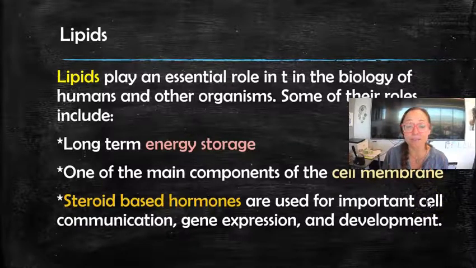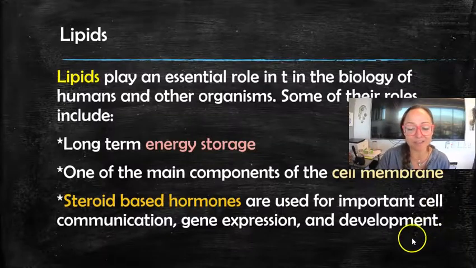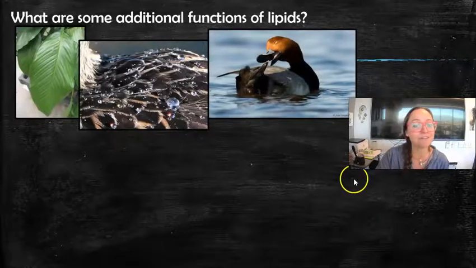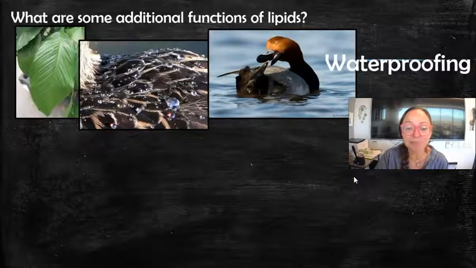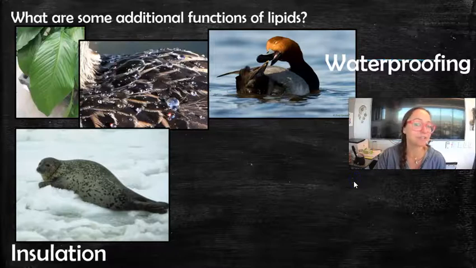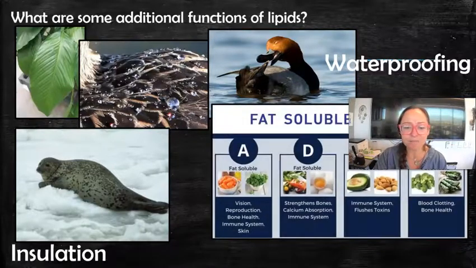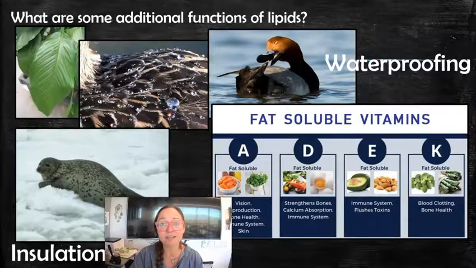So a lot of our sex hormones, testosterone and estrogen, are steroids. And molecules like cholesterol are also a lipid. They're sterols. We also have a few other functions that are just cool examples of why lipids are important. They waterproof plants and animals. They provide insulation, especially in our endotherms, our warm-blooded organisms that live in cold environments. And they're also important for fat-soluble vitamins that can be stored long-term in our fat cells.